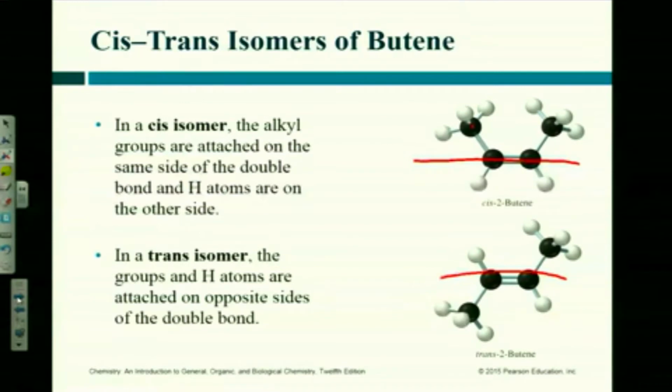Rule 1, this is different than this, and this is different than this. So it can have cis and trans isomers. These are on the same side. So this is cis 2-butene. Down here, the hydrogens are on opposite sides. So this is trans 2-butene. Okay? Cis 2-butene and trans 2-butene. Fair enough? Cis means same side, trans means opposite sides.